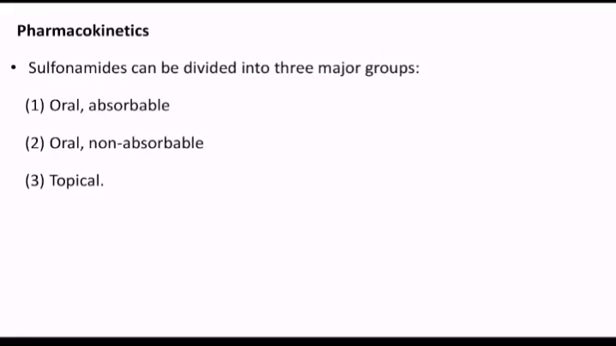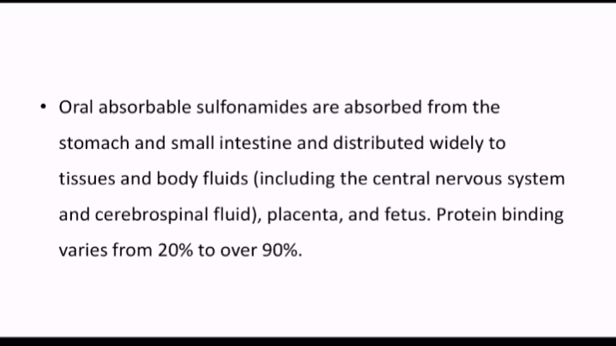Pharmacokinetics. Sulfonamides are divided into three major groups: number one, oral absorbable; number two, oral non-absorbable; number three, topical sulfonamides. Oral absorbable sulfonamides are absorbed from the stomach and small intestine and distributed widely to tissues and body fluids, including central nervous system and cerebrospinal fluid, placenta and fetus. Protein binding varies from 20 to over 90%.